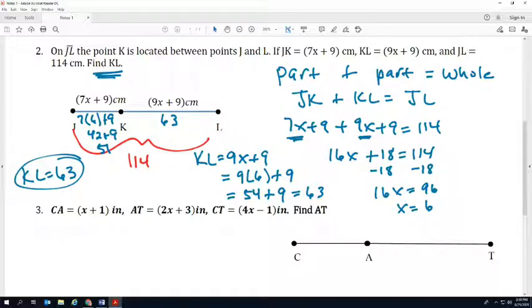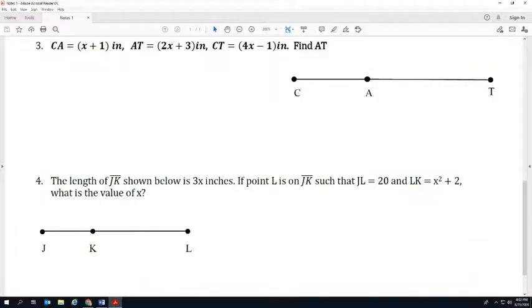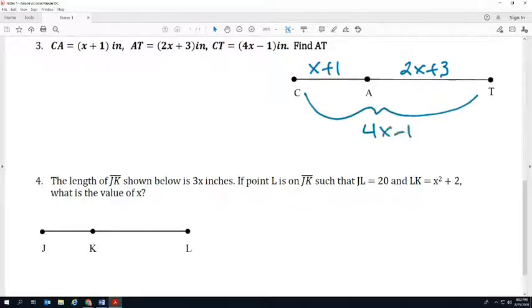So I know for sure I did that correctly. All right, let's do another one. We've got CA is x plus 1, and we've got AT is 2x plus 3, and we've got that this length CT right here is 4x minus 1.